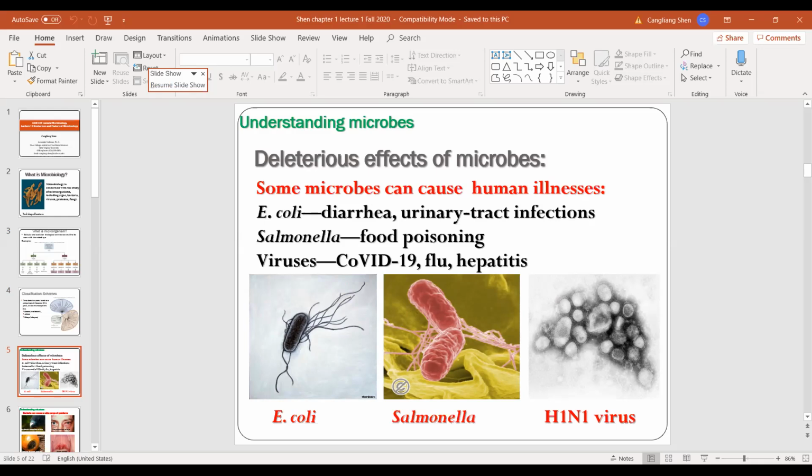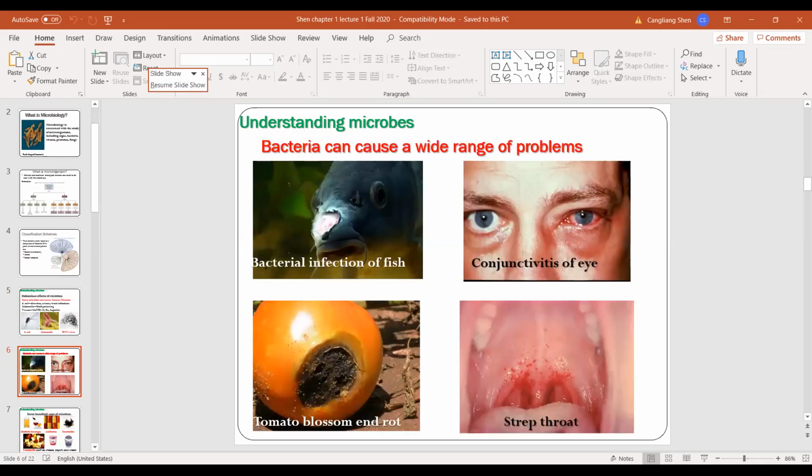We recognize that. So we can see some more examples. Let's say the fish, the Vibrio will cause bacterial infection in the fish. And the chlamydia, we'll see the conjunctivitis of the eye. When you see the eye has a problem, the red eye does not mean you really have an eye disease. It might be a urinary tract infection, or maybe a sexually transmitted disease, because it's related to the chlamydia.